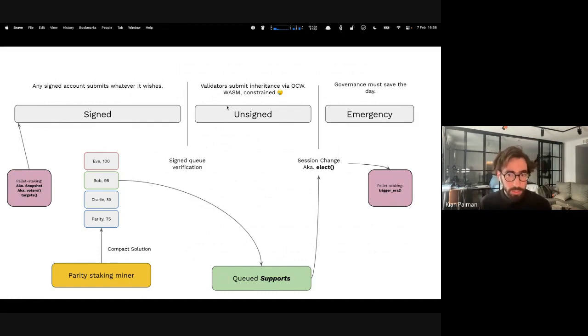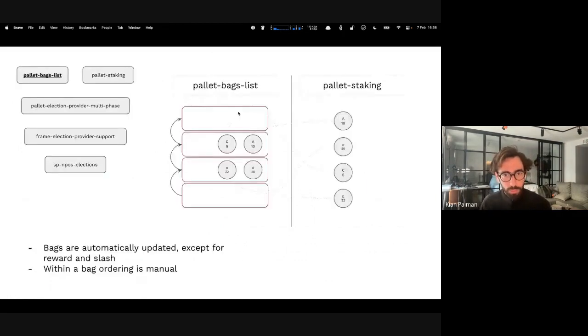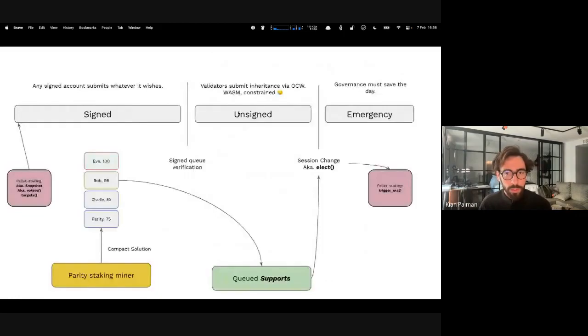Then comes the unsigned phase, which, okay, I thought there was a demonstration of the unsigned phase as well. I think it's in a further slide. Yeah, okay, doesn't matter.